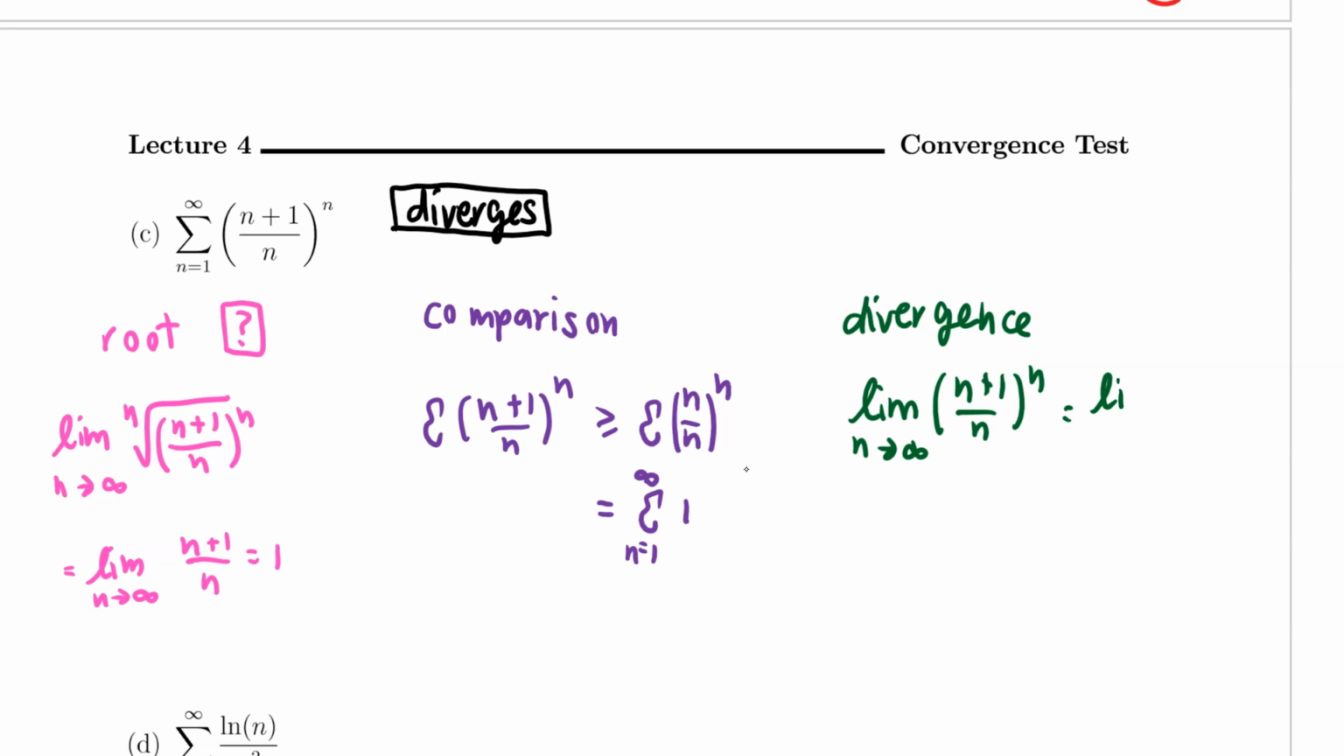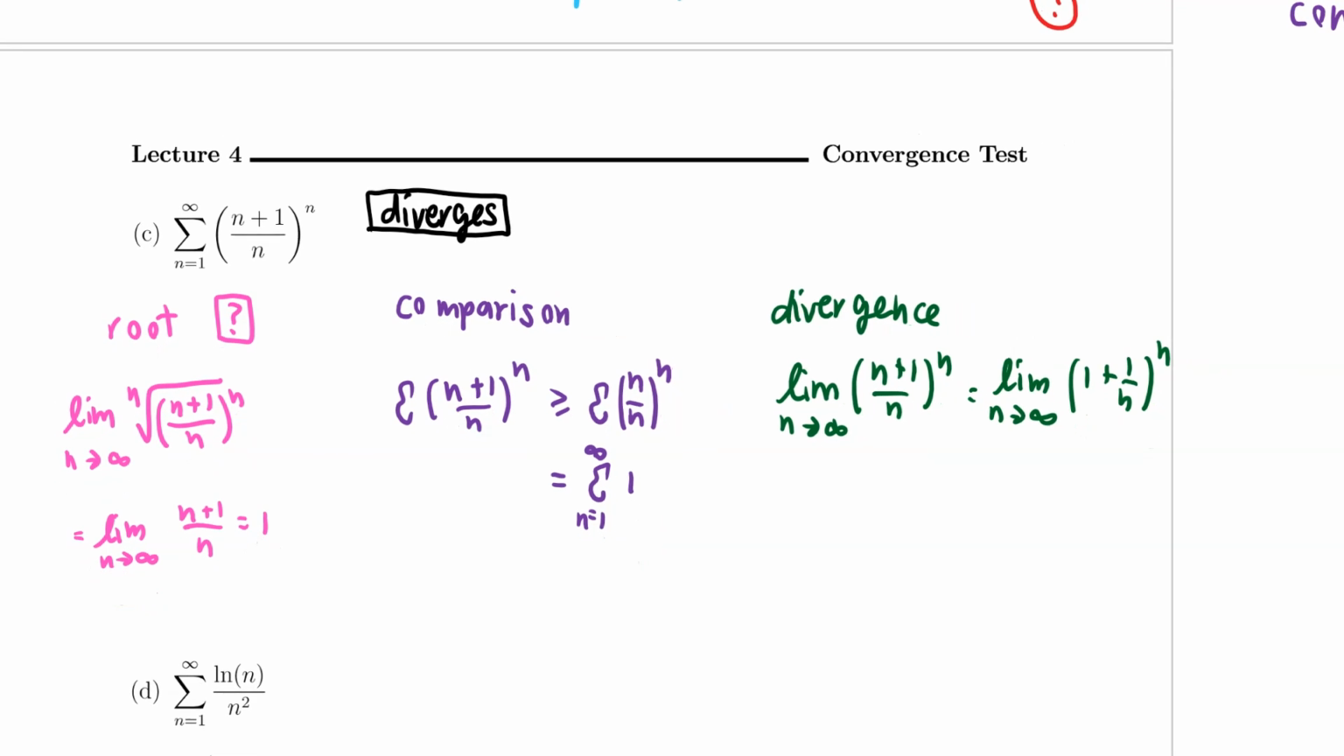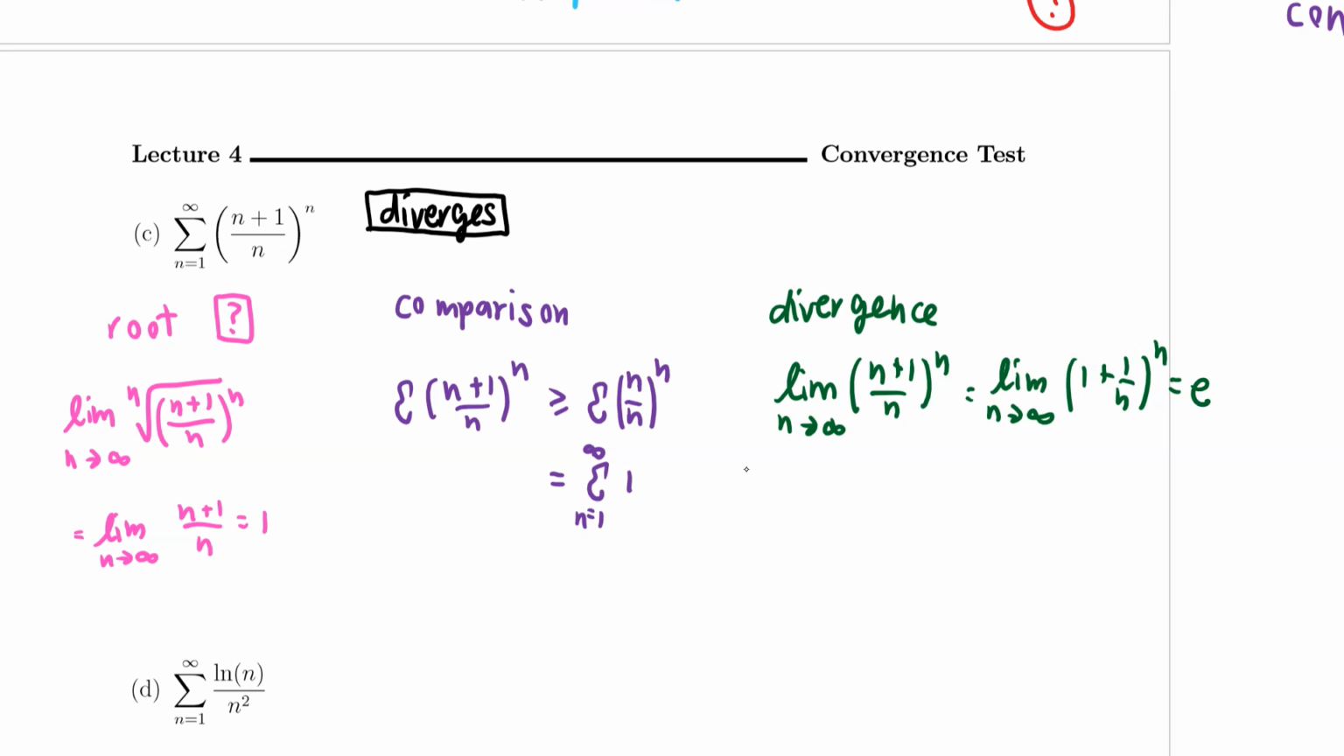This is going to be the limit of (1 + 1/n) to the n, which, by the way, is going to equal e. And because this doesn't equal 0, that means I can use the divergence test to conclude that this same series is going to diverge as well. So as usual, there's more than one way to tell if a series converges or diverges.